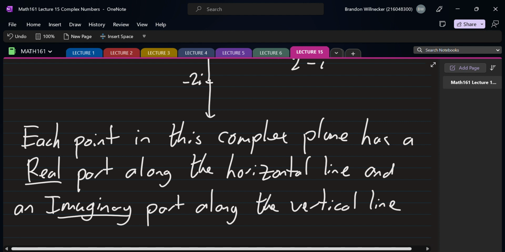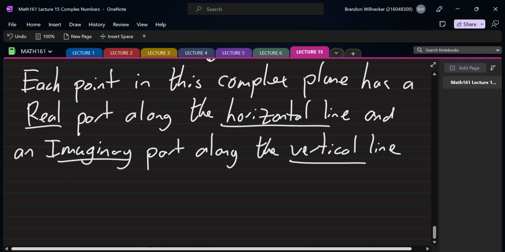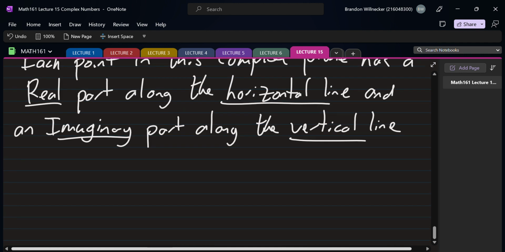Okay, or horizontal axis, vertical axis, however you want to think about that. So the real part goes along the horizontal, and the imaginary part goes along the vertical. So that's one way of representing these complex numbers. Since they're two-dimensional, because you've got the real part and the imaginary part, we need a two-dimensional plane to represent them like this.